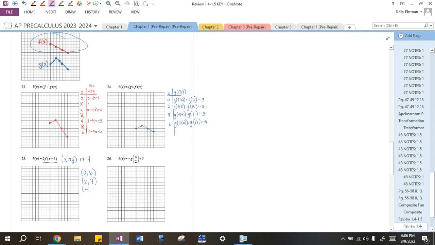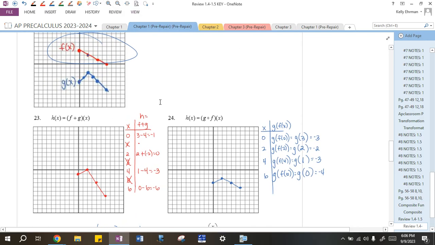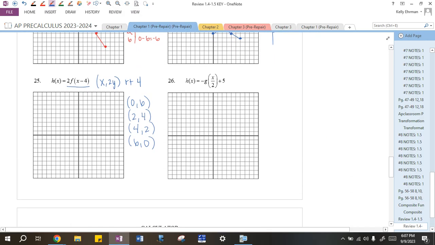We're at 4, 2 instead of 4, 1. And this would still be 6, 0. And then everything's going to the right 4. Okay, so 0, 6 gets shifted to the right 4 units. 2, 4 goes to the right 4 units. 4, 2, right 4. And 6, 0 to the right 4. So we just have this little thing.